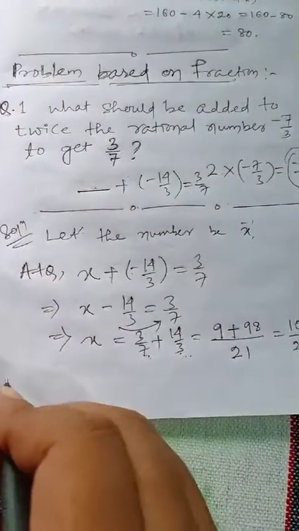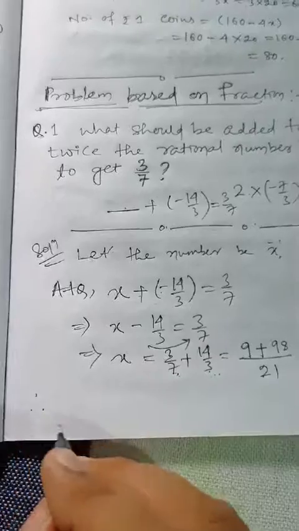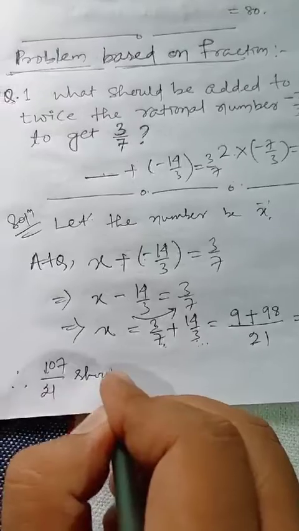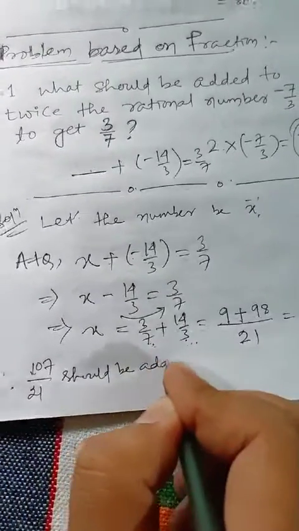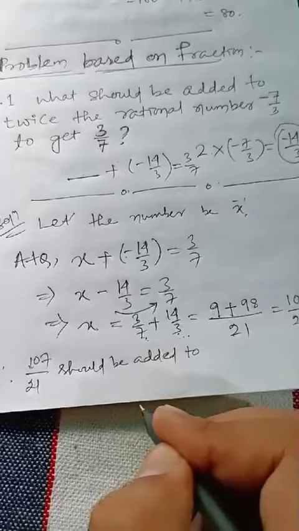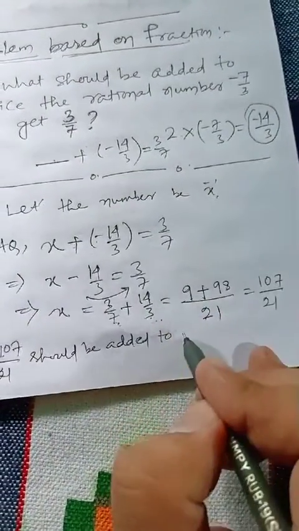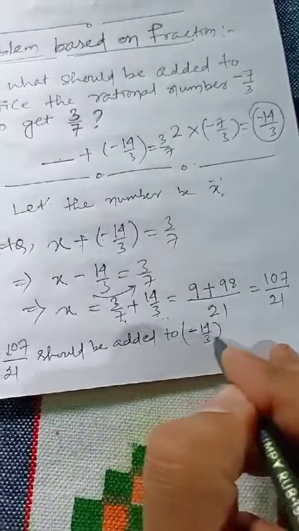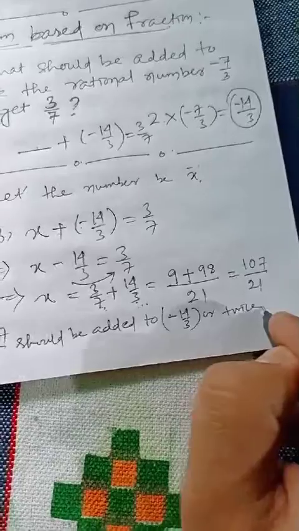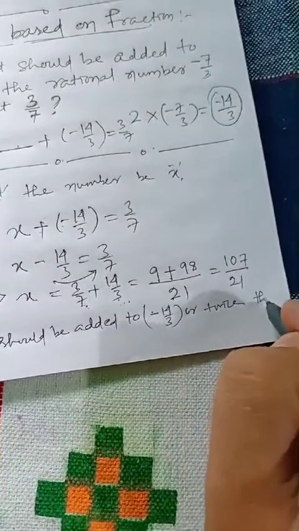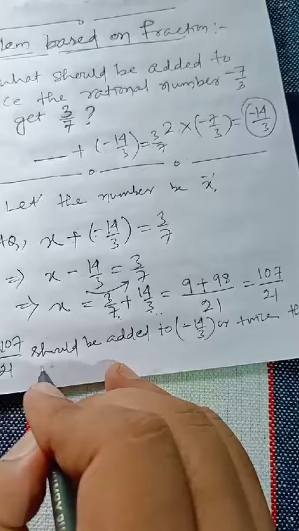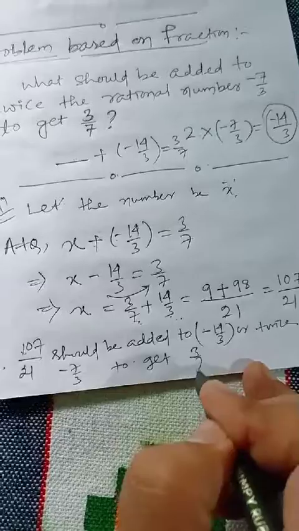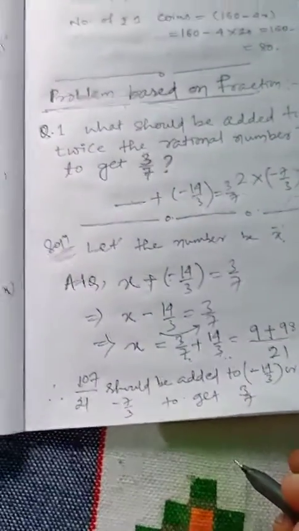So the answer is: therefore, 107 by 21 should be added to minus 14 by 3, or twice the rational number minus 7 by 3, to get 3 by 7. That is the answer.